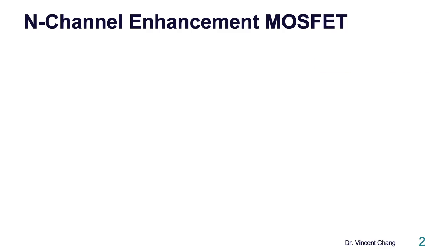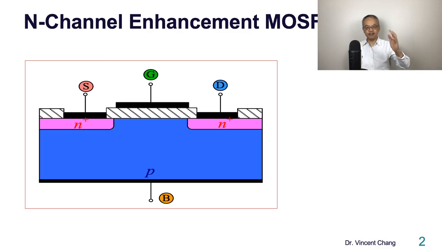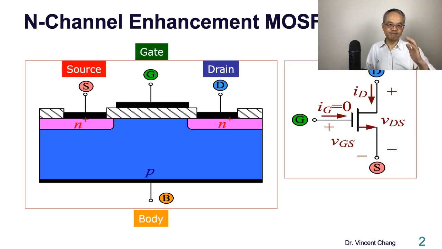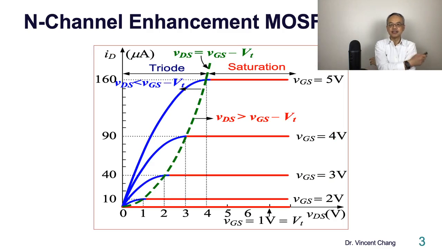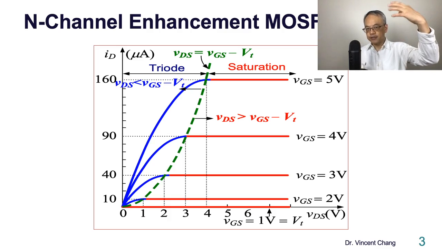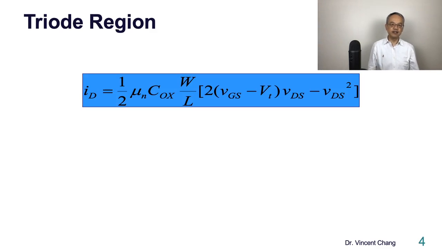N-channel enhancement MOSFET: source, gate, drain, body. A circuit symbol is on the right. Here is the relationship between ID and VGS and VDS, the relationship between ID and VDS with respect to different VGS. You have the triode region on the left and the saturation region on the right.